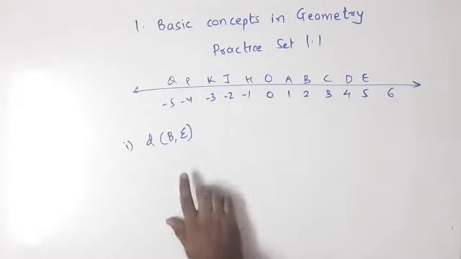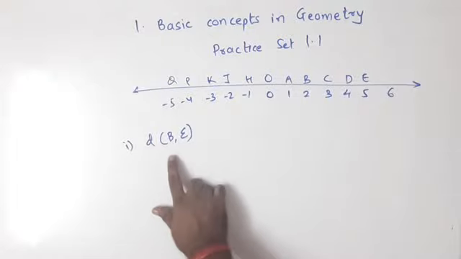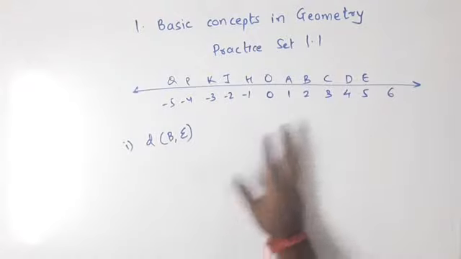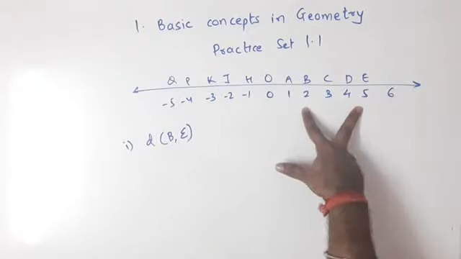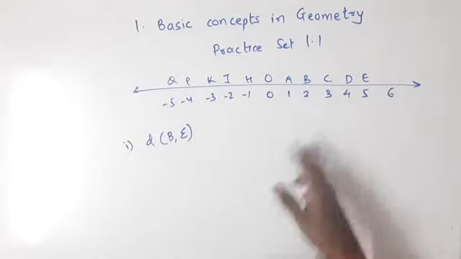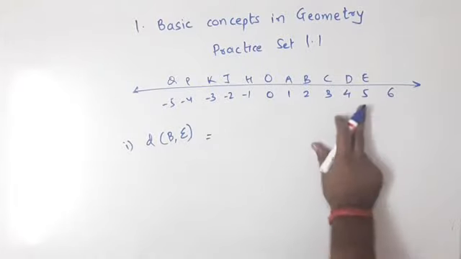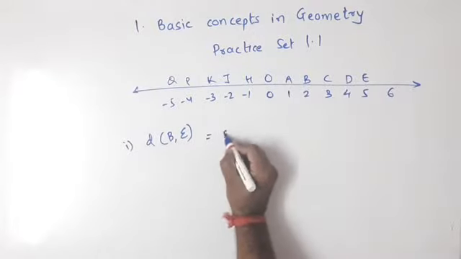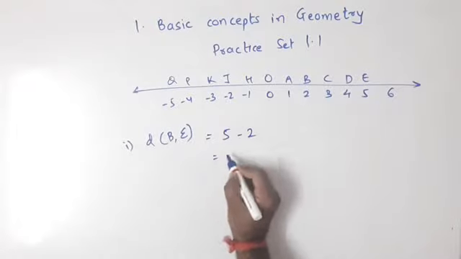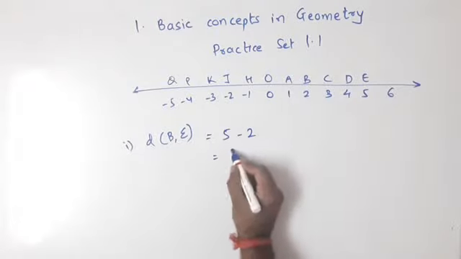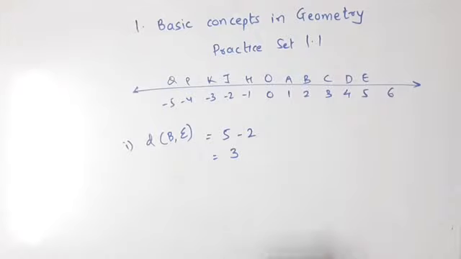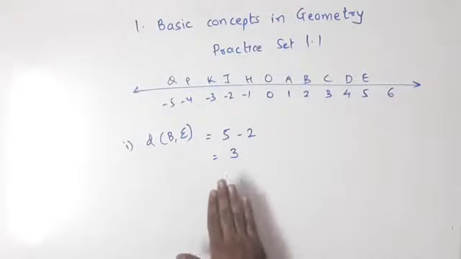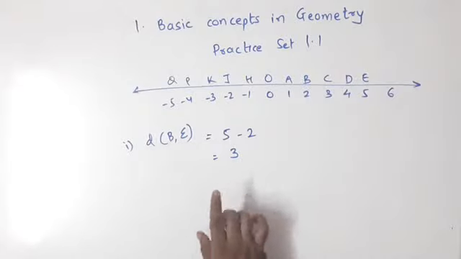Okay, and the formula goes like this. It is bigger coordinate minus the smaller coordinate. So B and E, we will see first which one is greater. E is greater, so it will be E minus B, so that is 5 minus 2, greater coordinate minus the smaller coordinate. So what is the distance? The distance is 3.